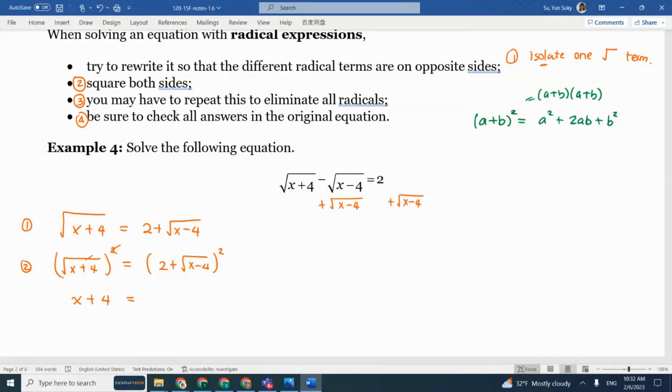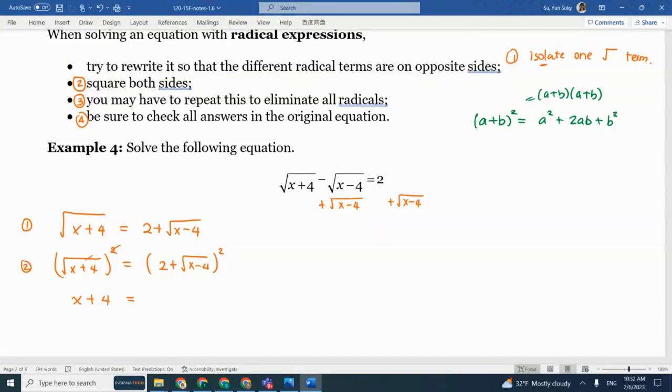Right, everybody? When you distribute it, you get a times a is a squared, plus a times b, and then plus b times a. ab and ba are the same thing. That's why you get 2 copies of ab, plus b squared. Okay, everybody? So be familiar with this formula.